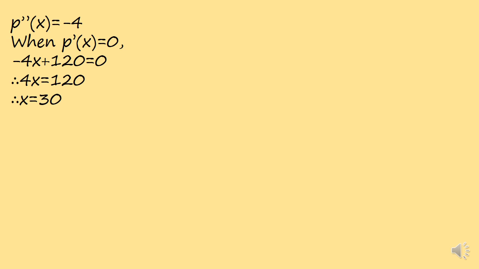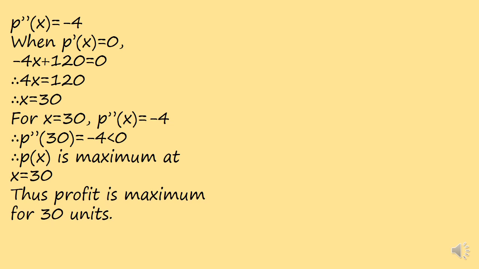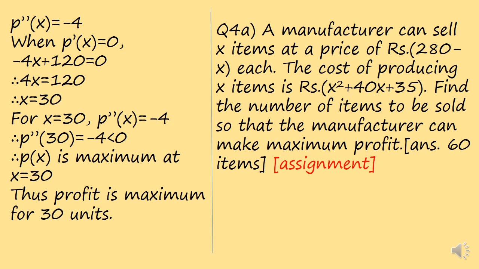Now when x is 30, p double dash of x is minus 4, and therefore p double dash of 30 is also minus 4. Since it is negative, we say that P(x) is maximum at x equal to 30. So our conclusion is profit is maximum for 30 units. Now this sum you can try out as an assignment in your notebook. The answer again as usual I have given in the bracket.